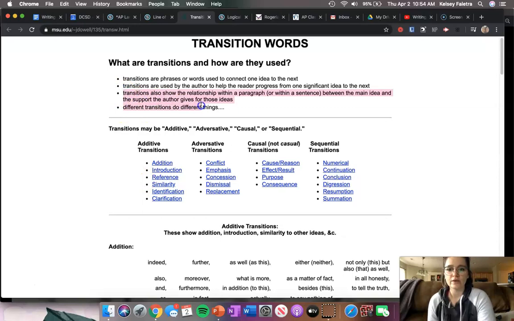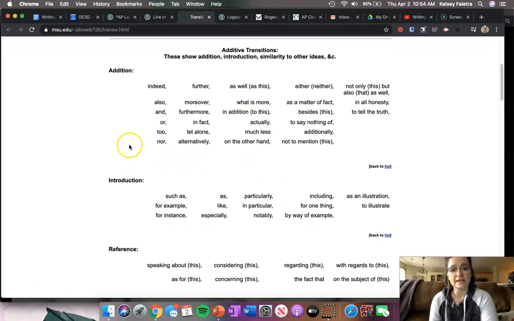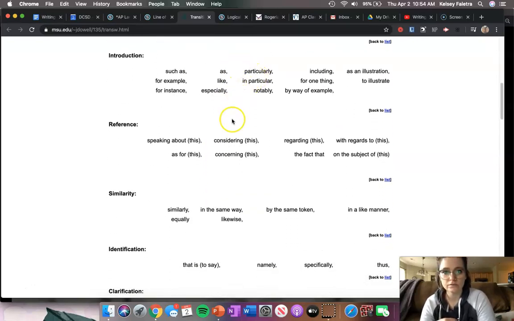They should, right here, show the relationship within a paragraph between the main idea and the support the author is giving, okay? So here are a list of additive transitions. So if you're indeed or further, or not only this, but that, on the other hand, not to mention, additionally, okay? An introduction to a particular support for your main idea.